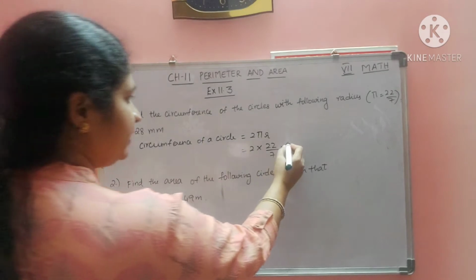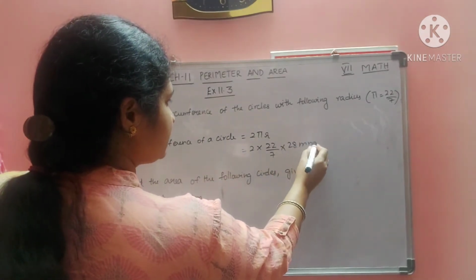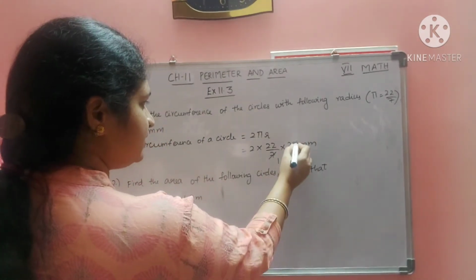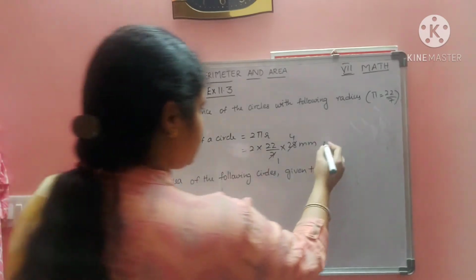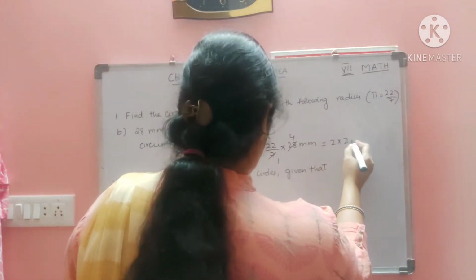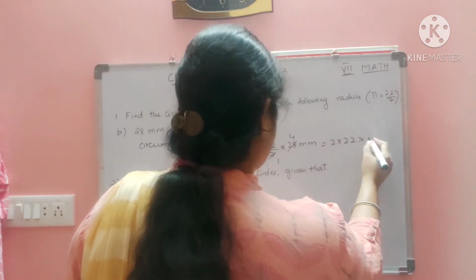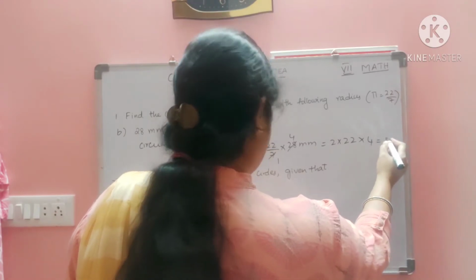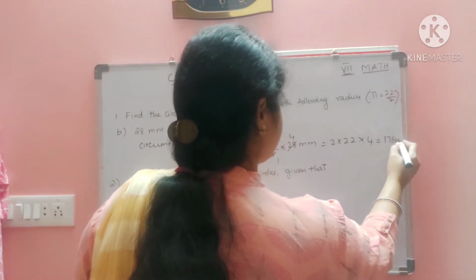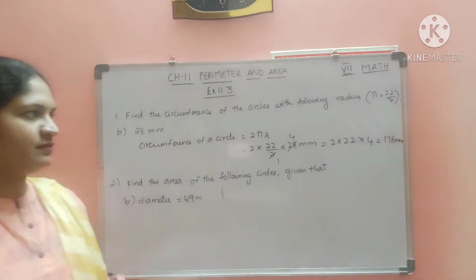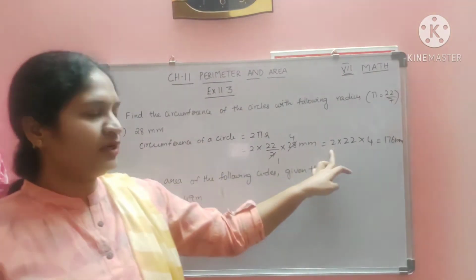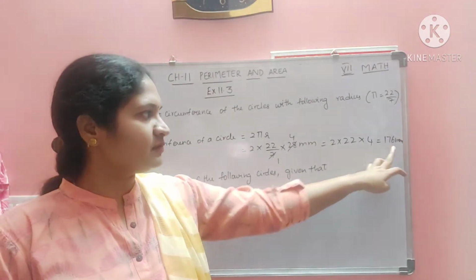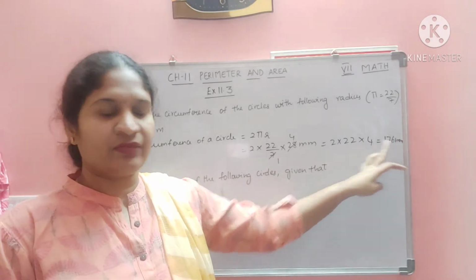Okay. So 28 mm. So which is equal to 7 ones are 7 fours are 28, which is equal to 2 into 22 into 4, which is equal to 176 mm. So circumference of a circle is 2 into 22 into 4, which is equal to 176 mm.